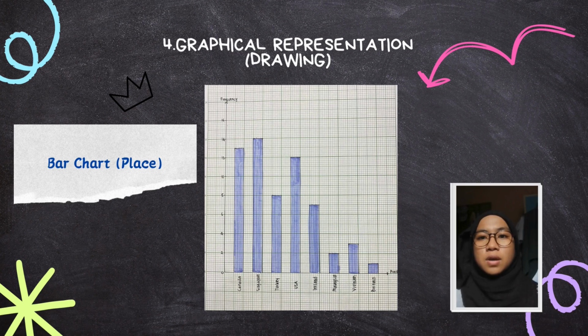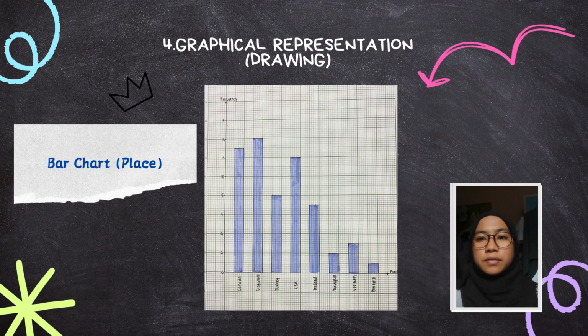For this assignment, we are going to represent the different types of data set graphically. Number one is the bar chart referring to the place. First graph is a bar chart for the frequency of price. We use this graph to analyze whether the price is increasing or decreasing. It can be seen that there are 8 different places, which are Canada, Singapore, Turkey, USA, Ireland, Malaysia, Vietnam, and Britain. Next, we need to find the relative frequency to construct a bar chart.